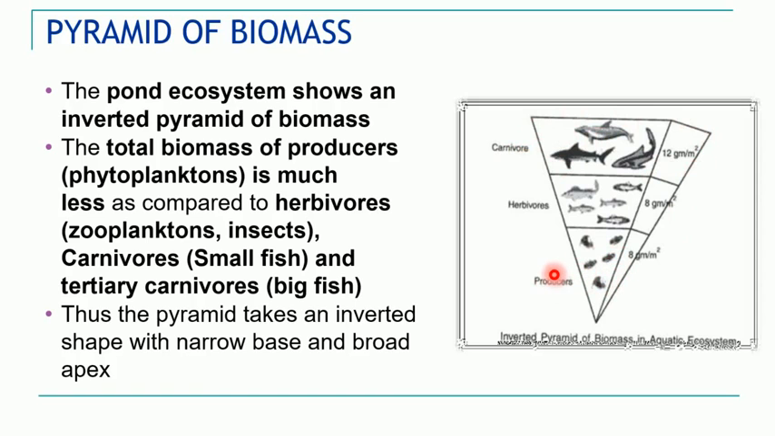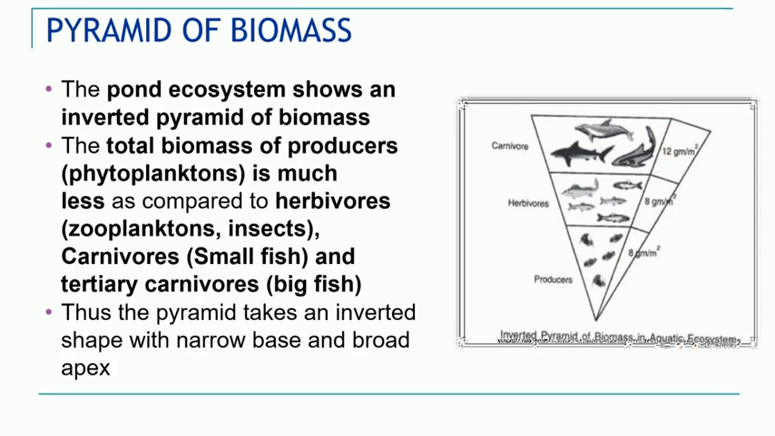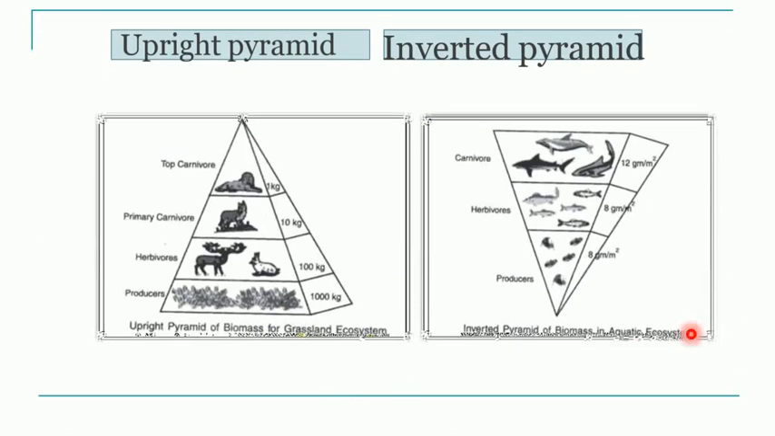So in the producer level the weight will be less, in the herbivores level it is intermediate, and at the top predator level the weight of animals will be more, so this will become broader. That's why the pyramid of biomass in an aquatic ecosystem is always inverted. That means it is exactly opposite to the upright. Here you can see the comparison of the upright pyramid and the inverted pyramid.